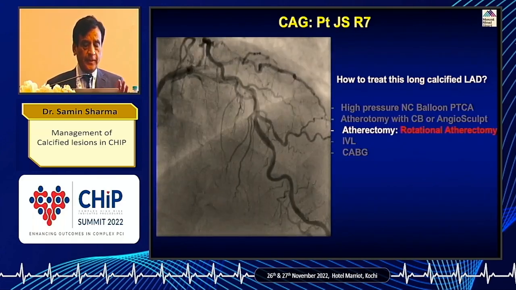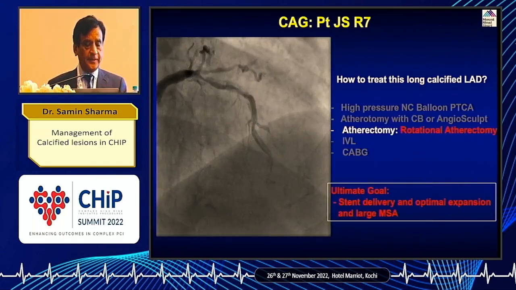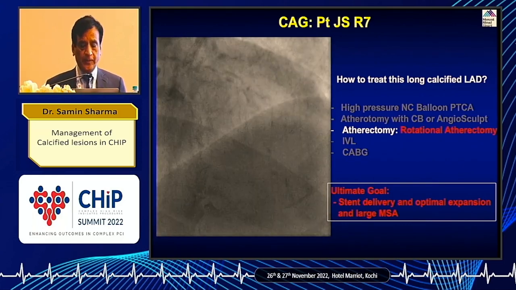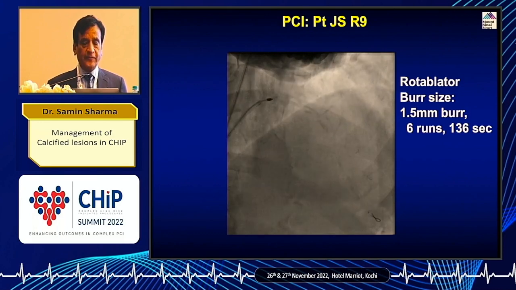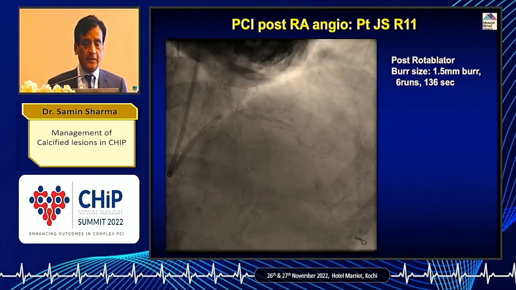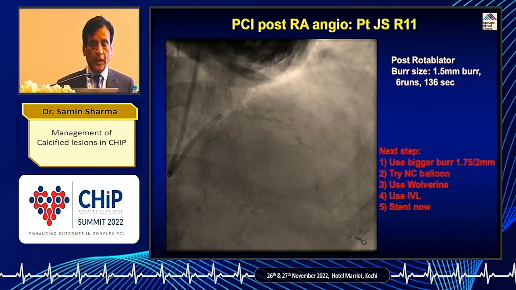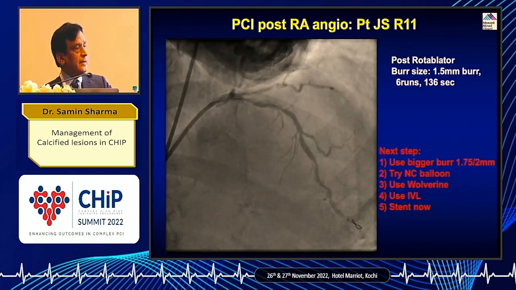So in this case, we decided on rotational atherectomy, we changed it to the Rotawire, and of course our goal is stent delivery and optimal stent expansion. And here, a 1.5 millimeter burr, took 6 runs, went through all, and have now this result. The question comes, do you upsize the burr? Now use IVL or balloon dilatation.